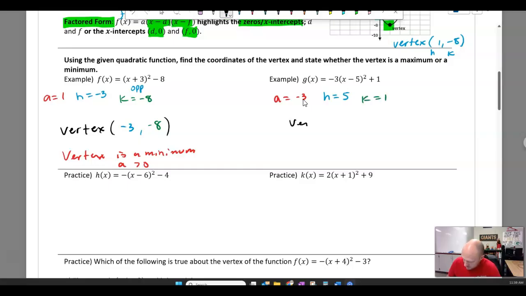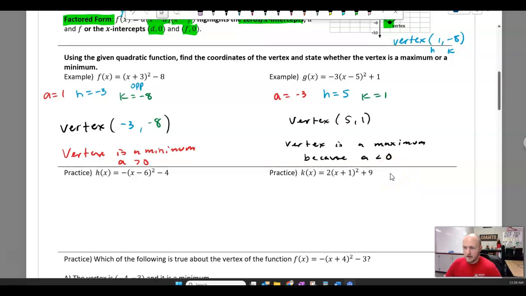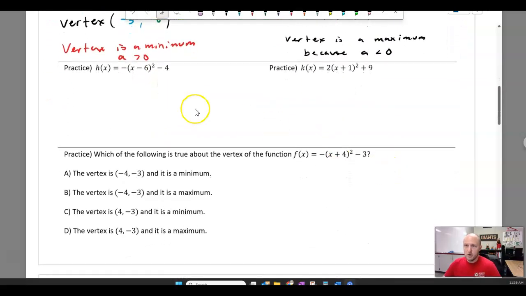So the vertex is (5, 1), because that's H, comma K. And the vertex is a maximum because A is negative. It is less than 0. Okay? All right. Go ahead. Pause the video. I want you to try these 2 practice problems.